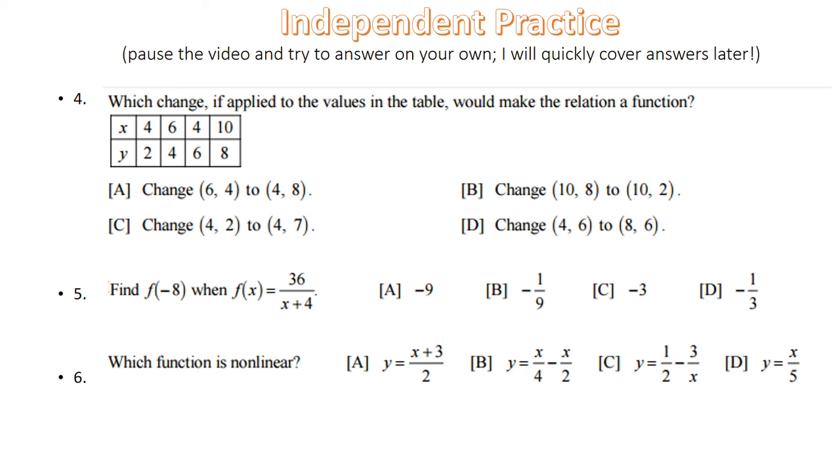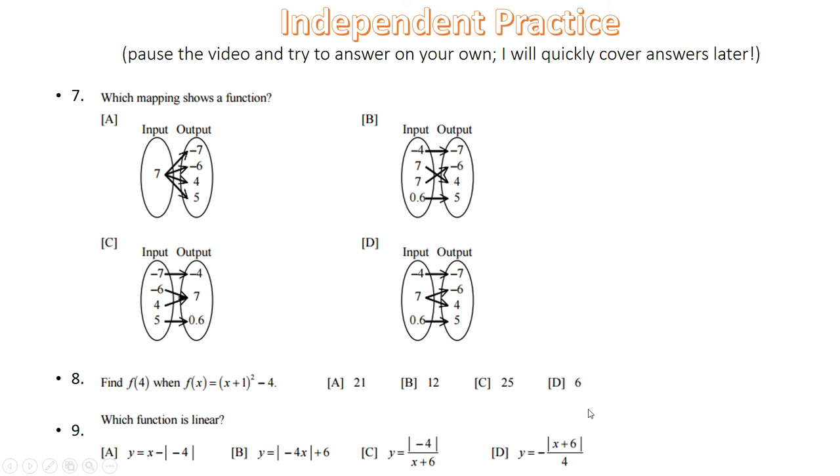Okay, so number 4, you're talking about which one would make it a function. Number 5, you're doing evaluation. Number 6, you're seeing which one is a nonlinear function. Okay, pause the video if you need more time, but I'm about to show you your next 3 questions. Number 7, we're seeing which one is a function. Number 8, we're doing evaluation. And number 9, we're seeing which one of those graphs is linear.